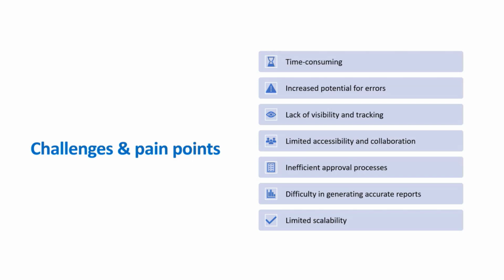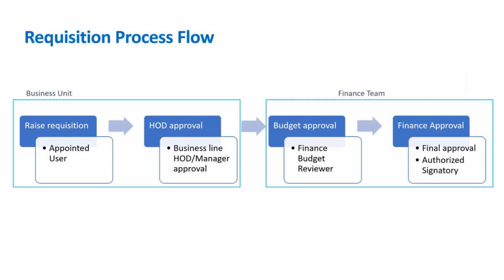There's a lack of visibility and tracking, and also limited accessibility and collaboration. And as you already know, with manual processes, there's an inefficient approval process as well. If someone is on holiday and is responsible for the approvals, there's going to be an issue with that entire setup. So how can we use Power Platform to automate that entire process flow?